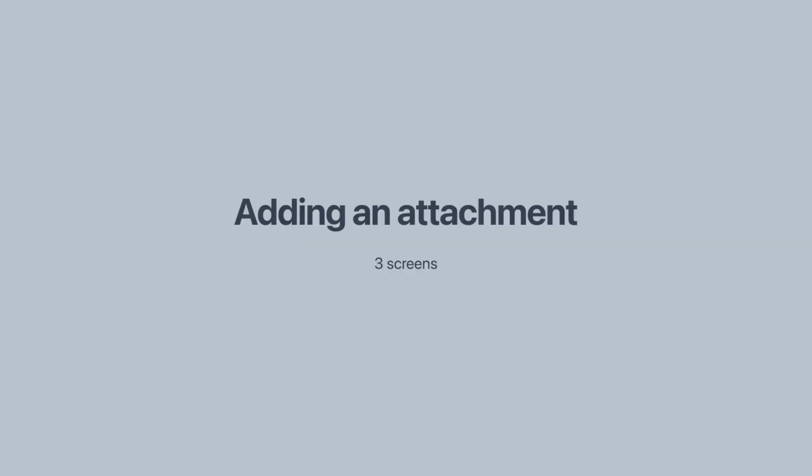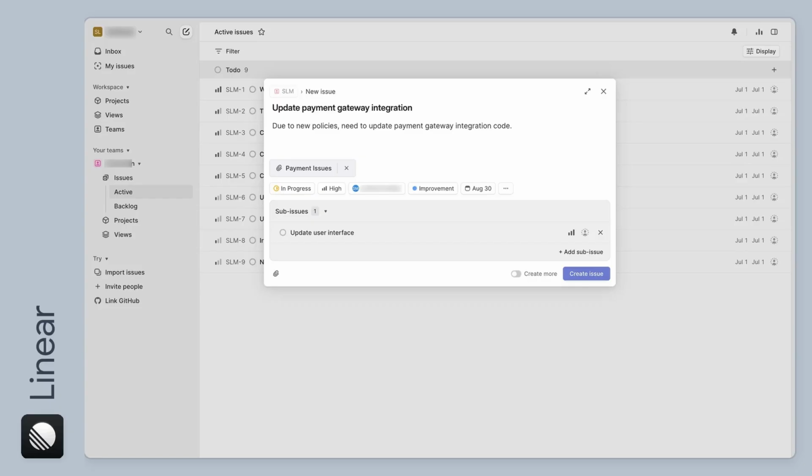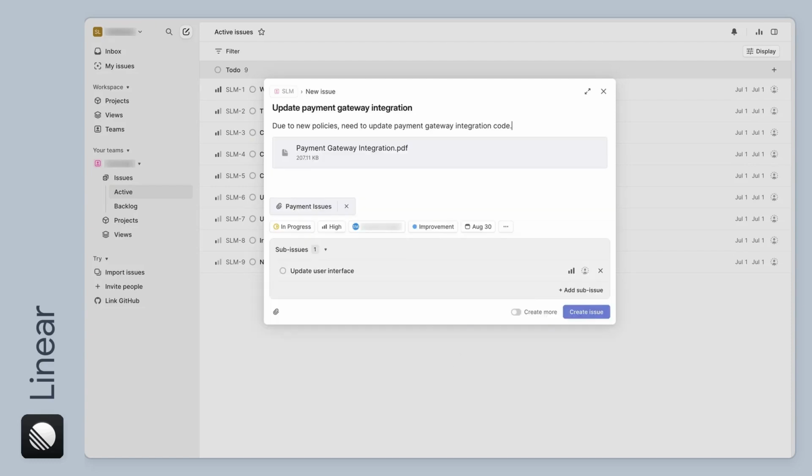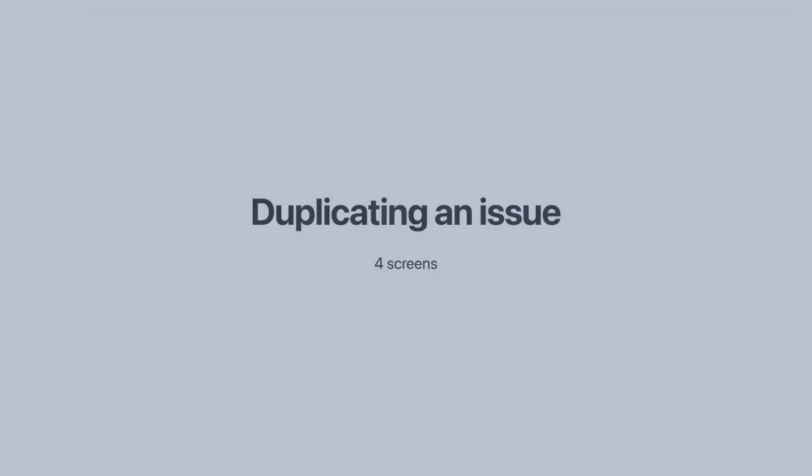Now let's explore the next topic, adding an attachment. Click the attachment icon. Next, select a file to attach. Then the file is attached successfully. Click Create Issue to save. Next up, let's take a closer look at duplicating an issue.